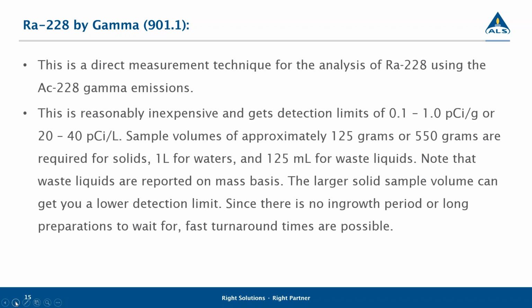You can also run radium-228 by gamma, the 901.1 method. This is a direct measurement of the radium-228 using the actinium. So again, in both methods, you're counting the same thing. They're both counting actinium. It's reasonably inexpensive. You get good low detection limits on soils, not as low in waters. Volumes needed range from 125 grams to 550 grams, or 1 liter for waters, or if you're doing a waste liquid, a little bit less.